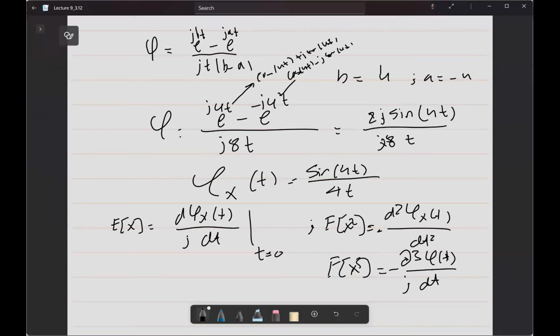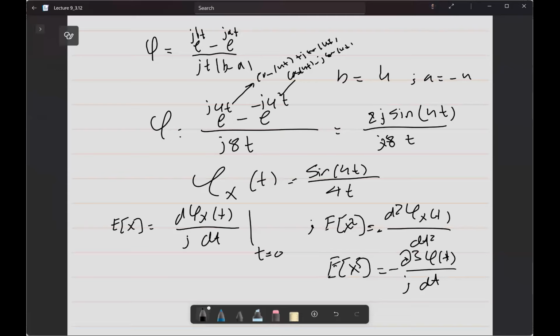As we saw before, if you want to find the expected value of x, then this will be the differentiation of phi x of t with respect to t, divided by j, evaluated at t equal to 0. The same thing can be done for E of x squared. It will be the second derivative, so d squared phi x of t divided by dt squared, and this will be with a minus because j squared is minus. And then the expected value of x cubed will be the third differentiation of phi of t with respect to t, divided by j. So this is the expectation. If you want the fourth moment, it will be the fourth differentiation and so on.